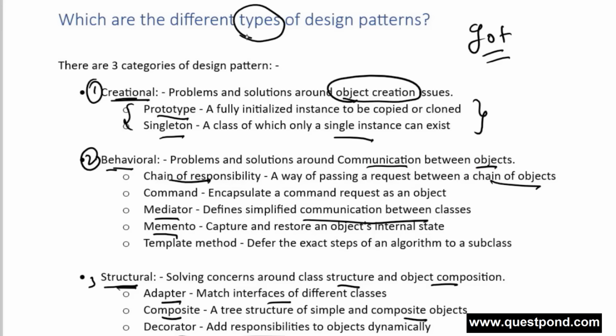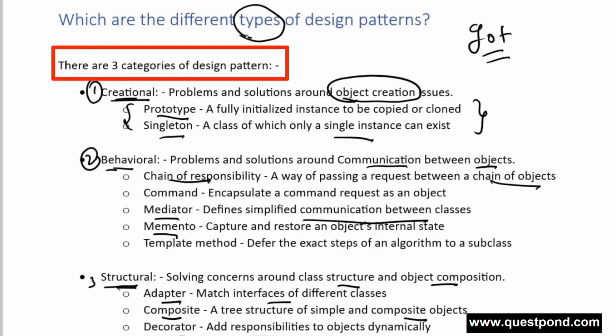So just revising, there are 3 different categories of design pattern: creational, which talks about the object creation issues, which solves problems around the object creation issues like prototype and singleton; behavioral, which talks about the communication between objects like chain of responsibility, memento and mediator; structural, which talks about the object composition and the structural issues like mismatching of interfaces, adapter pattern; composite objects, composite pattern, if you want to have composed objects; and if you want to add responsibilities dynamically, decorator pattern.